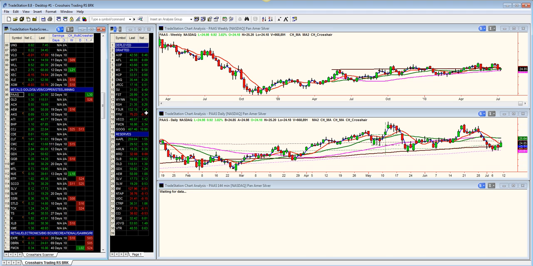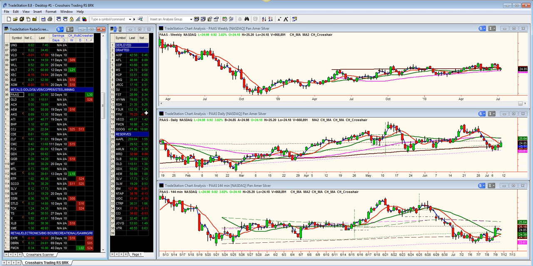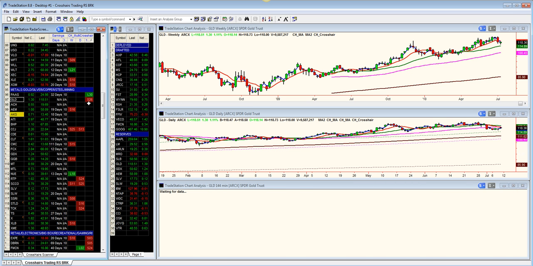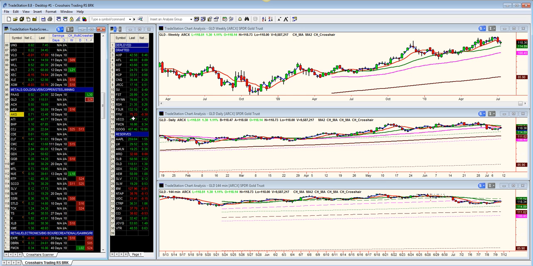For instance, let's take a look at PAAS. The L30 simply means that it was a long trade, and it's a green block 30 candles ago on the 144, and that there was also, for instance, here on the GLD, a short trade 26 candles ago. These will fire and will stay in this column, or each one of these columns, for up to 30 candles.